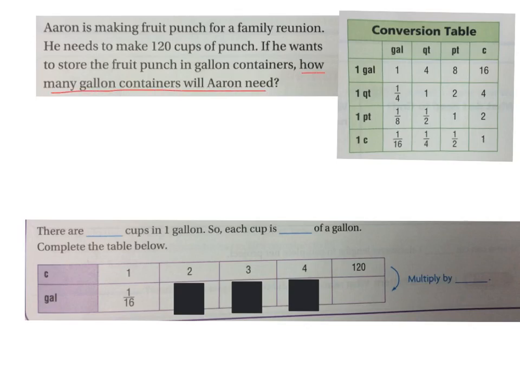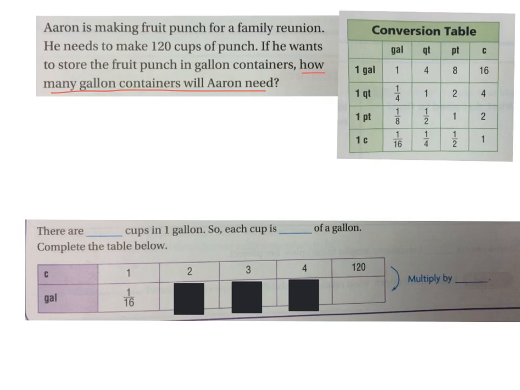Yeah, so the question's asking us to figure out, with all these cups of juice, how many gallon containers Aaron is going to need in order to store all this juice. Of course, we have to figure out what the important information is asking. What is the important information asking? Colin? Or sorry, what important information do we need to solve the problem?